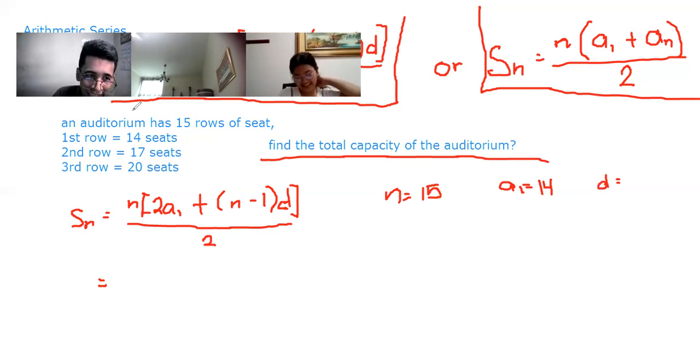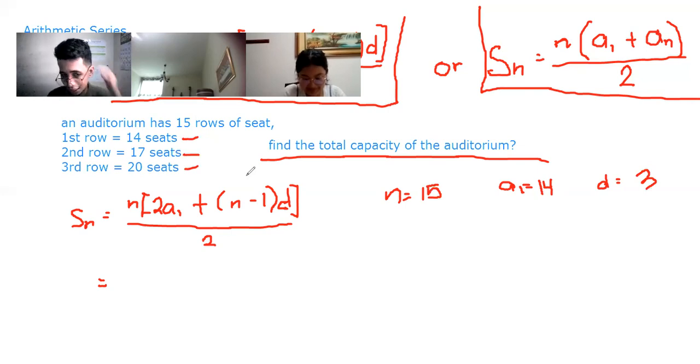Then, ang a sub 1 natin is 14, diba? Then, what is our common difference? 3. Very good. 3 yung common difference. Kasi yung first term natin 14, second term natin 17, then third term natin 20. So, lahat sila may difference na 3.